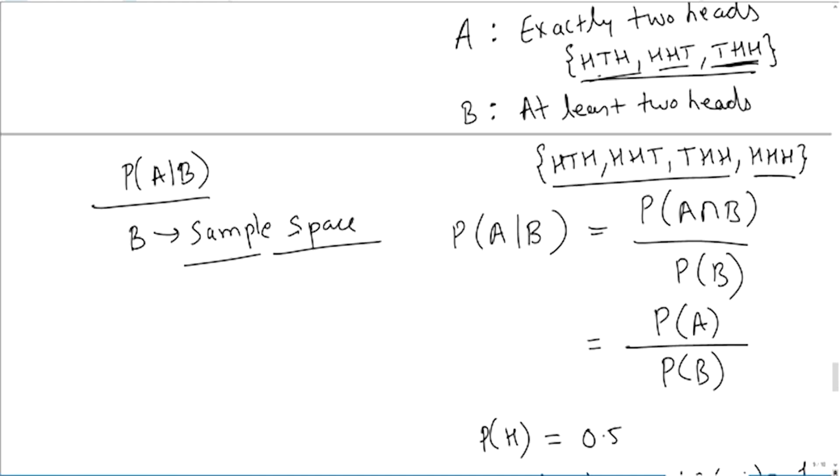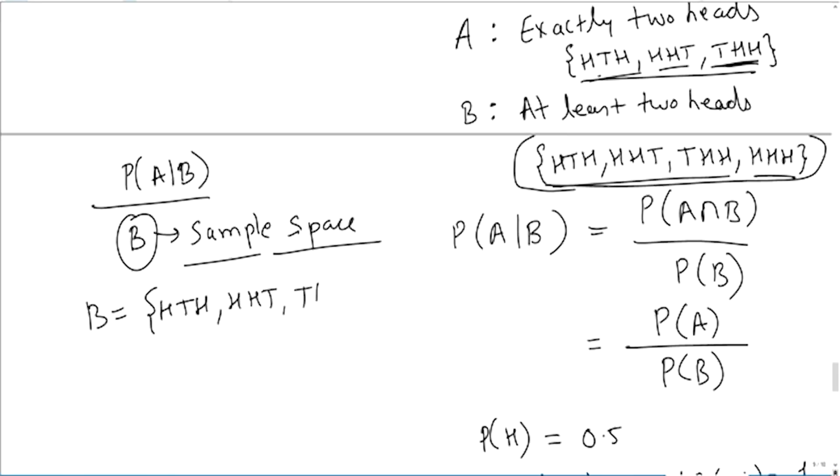Then you don't need to apply this formula at all. You just assume that B is your sample space and then calculate the probability of A. So what I'm saying is that calculating the probability of occurrence of event A given that B is your sample space means actually the same thing as saying, what is the conditional probability of A given B. Let us see how. So let us think of B as your sample space. What is B? B are these events, at least 2 heads occur, right? So B is HTH, HHT, THH and HHH. So let's say this is your new sample space.